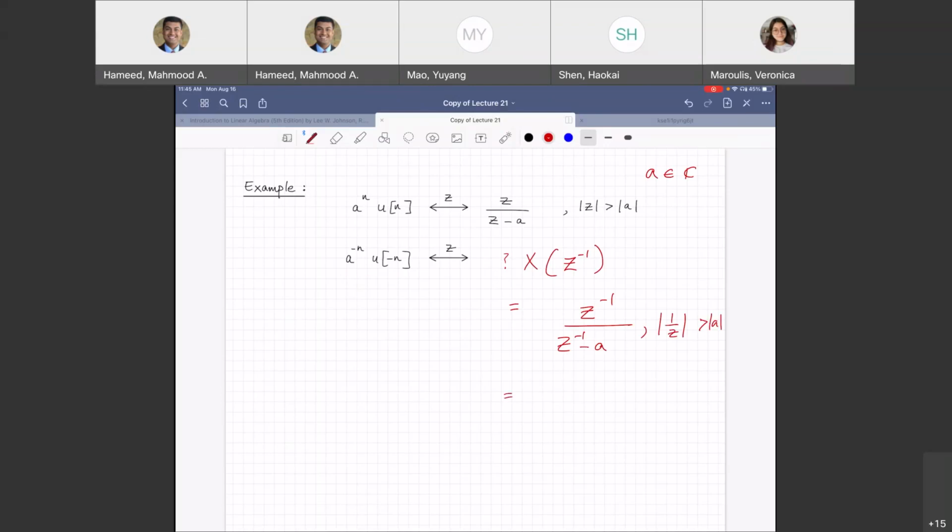So this will simplify to what? You have a 1 over z, 1 over z. So 1 divided by 1 minus az. Is that right? And then over here you will have magnitude of z less than magnitude of a. Is that okay?